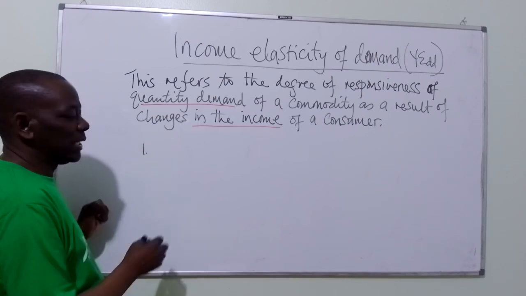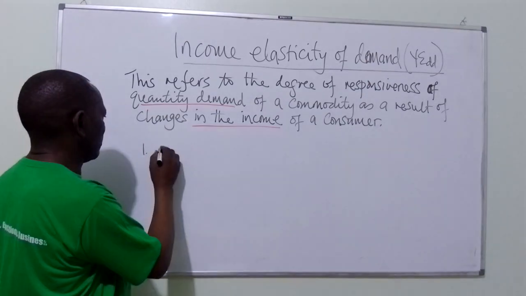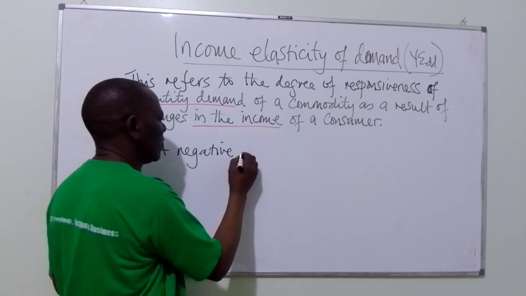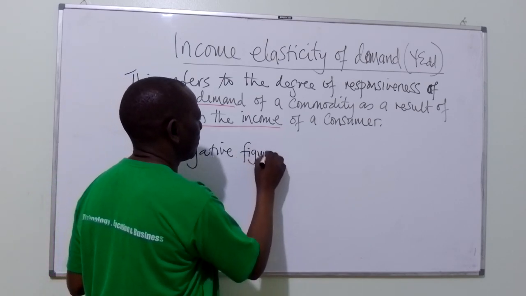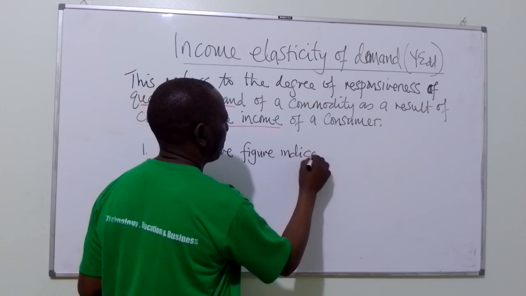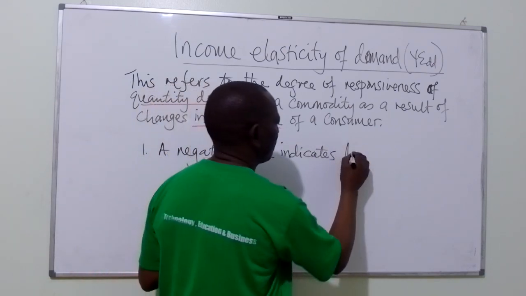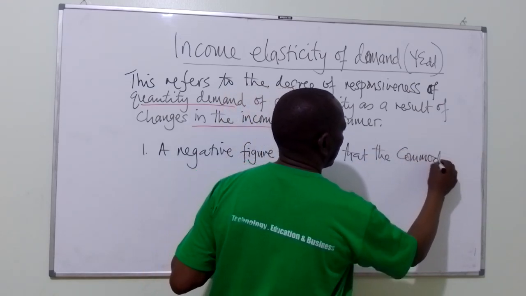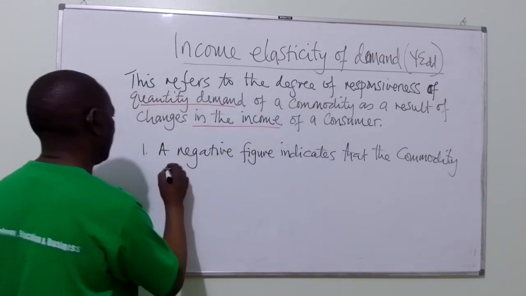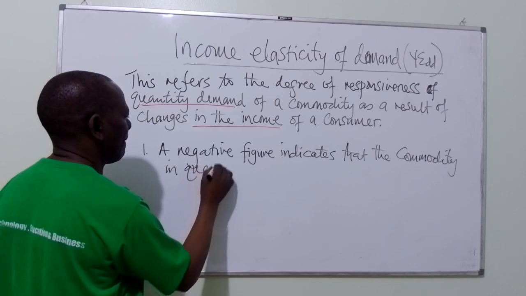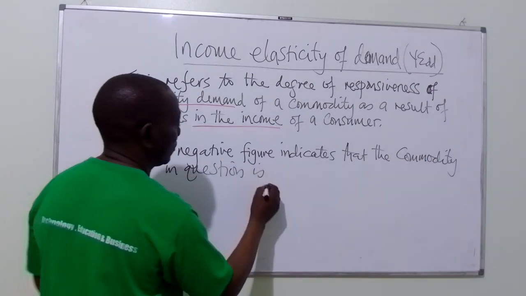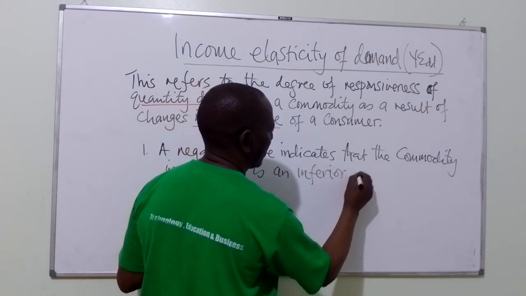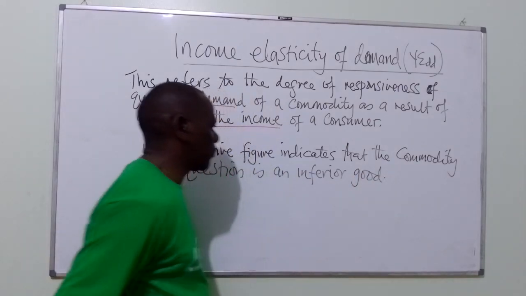And number 1 is that in case the answer is negative, a negative answer or negative figure indicates that the commodity in question is an inferior good. That's what it implies.